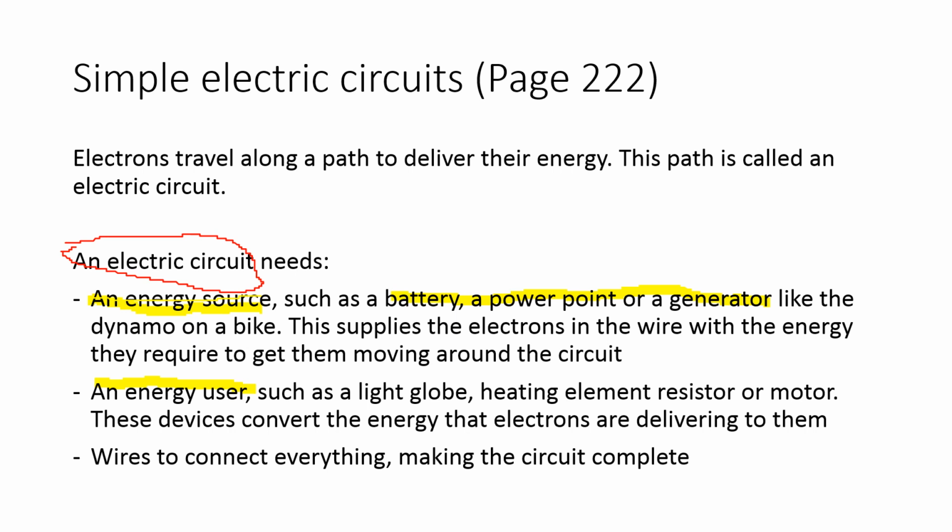It doesn't really make sense for the energy to be kept the same, because you can't really see anything from it. It can be changed into heat energy or into light energy. If you have lights at home, it will be transformed into light energy. If you have a toaster, it will be transformed into heat energy. Alright, and you have wires that connect everything together, making the circuit complete.